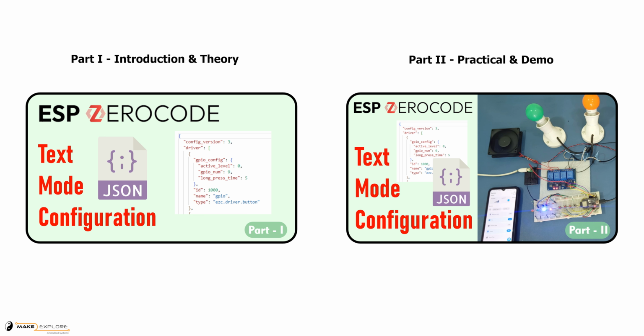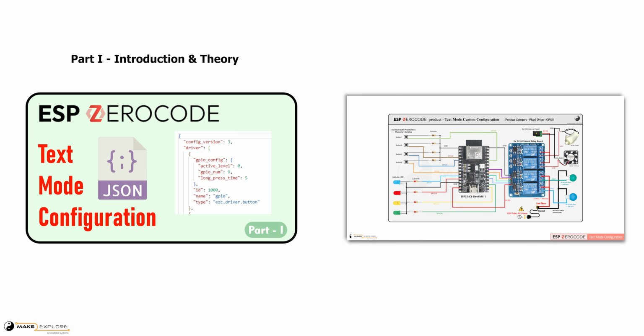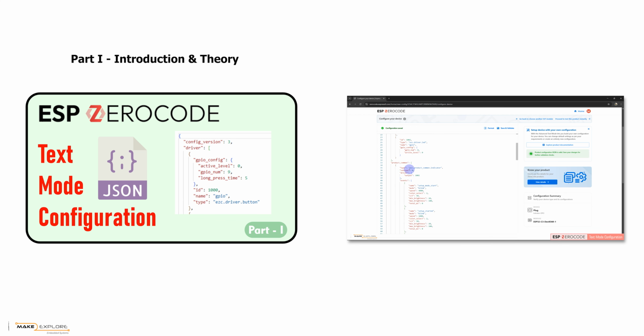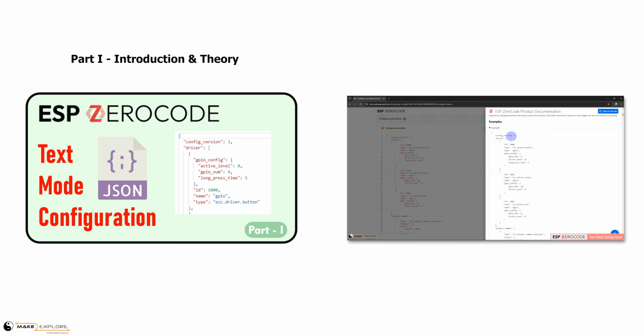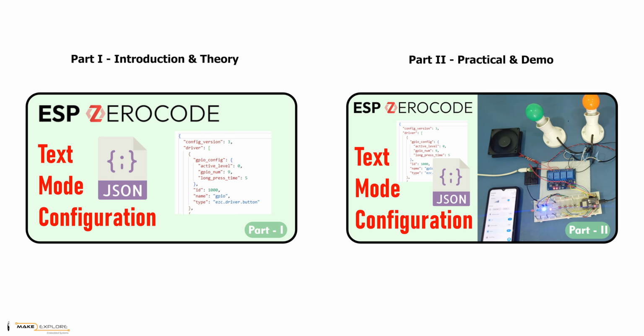Please note, this tutorial is divided into two parts. In the first part, we will see some theory like circuit diagram and introduction to text mode configuration of ESP ZeroCode. And in the second part, we will see practical demonstration. So we suggest you to watch both the videos for proper understanding of text mode configuration in ESP ZeroCode product development.